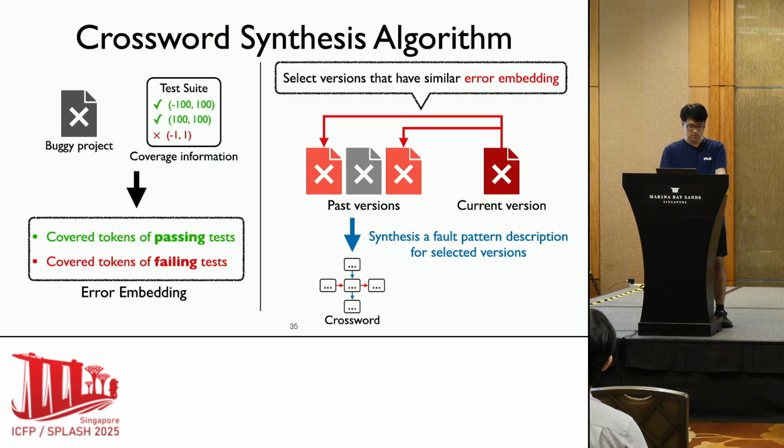Thus, the covered tokens consist of two integer tokens, one apps token, and three x tokens, and so on. The second step is to select past versions that are expected to have similar faults to the current version and synthesize fault patterns from them. PAFL computes the similarity between the current version's error embedding and those of past versions to select relevant versions. Finally, it synthesizes fault patterns from the fault statements of the selected versions and applies them to the baseline fault localizer.